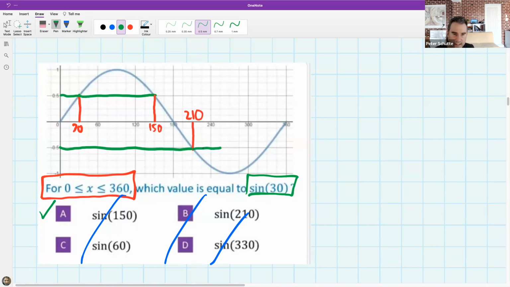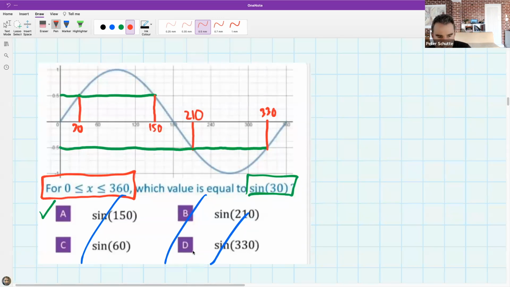If I extend this, it looks to me like the graph hits -1/2 at that point. And so I'm going to go up, and what I see is that's going to be 330.